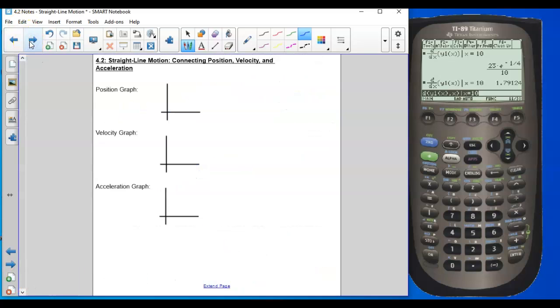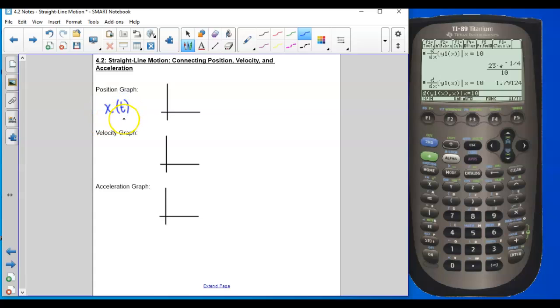So, let's look at the notes that we are going to look at today. Today we're going to talk about straight line motion. So we're going to talk about position, velocity, and acceleration. And these types of functions are used a lot in calculus to apply some of the things that we have learned about derivatives.